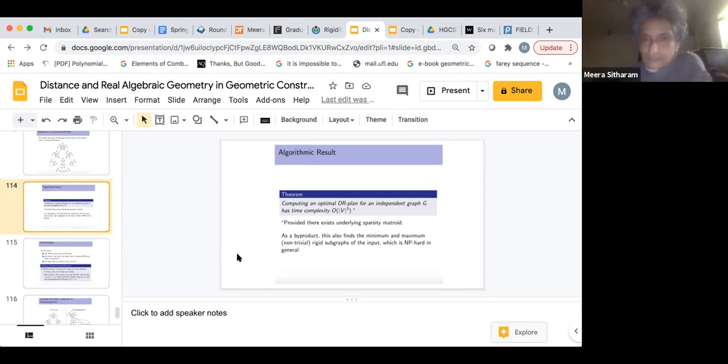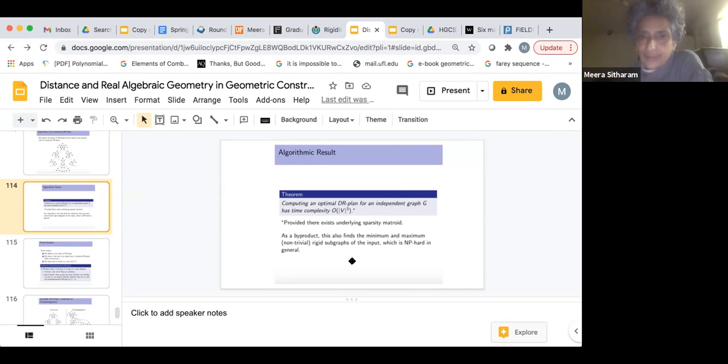Because the canonical DR plans give us an optimal DR plan and a fast algorithm for finding an optimal DR plan. Now the theorem says, if you have a good oracle, which is what this underlying sparsity matroid is talking about, you could say either that there is an underlying sparsity matroid, therefore you can recognize rigidity quickly using Pebble Game or Network Flow or whatever, or you have an oracle for detecting d-dimensional rigidity of a graph, either one of those two. Then computing an optimal DR plan for a d-independent graph in whatever dimension has complexity order V cubed.